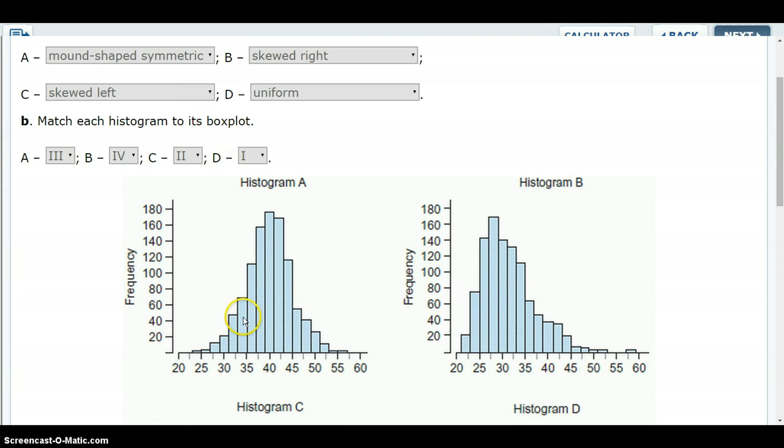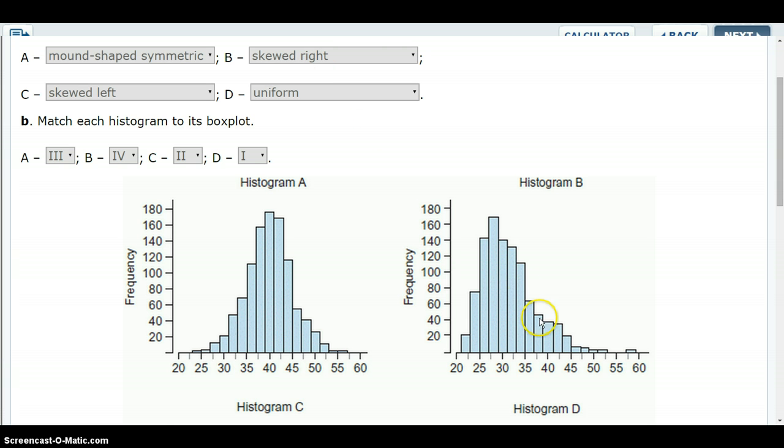The symmetric, of course, just means that if we drew a line right through the center, we could fold that distribution in half and it would line up. So going out from the center, we're getting roughly the same distribution as we go away from the center.